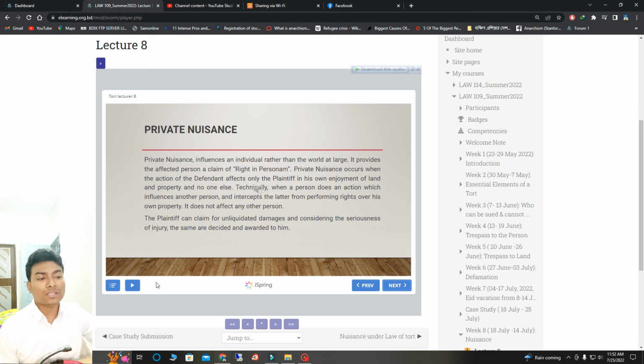Technically, when a person does an action which influences another person and prevents the latter from exercising a right over his own property, it does not affect any other person. The plaintiff can claim unliquidated damages, and considering the seriousness of the injury, the same are decided and awarded to him. So nuisance can be of two types.